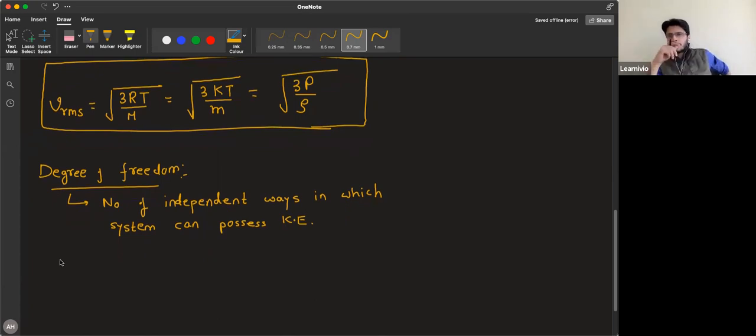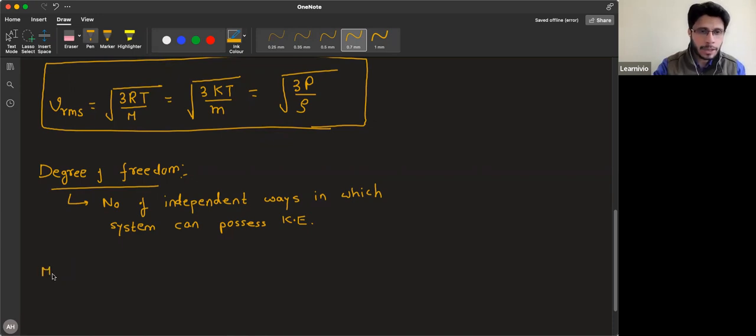So basically, through this degree of freedom, we try to calculate the internal energy of a gas. If you have a gas, it can have three types of kinetic energies. The molecules can have translational kinetic energy, rotational kinetic energy, or vibrational kinetic energy. Vibrational type kinetic energy will come only at a very high temperature. At low temperature, you don't have vibrational kinetic energy. So at low temperature, you just have translational and rotational.